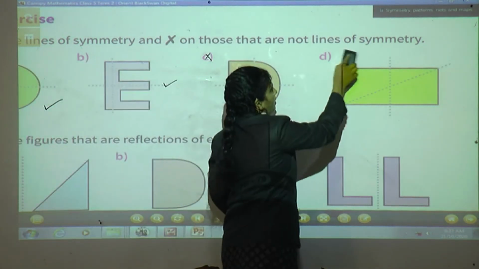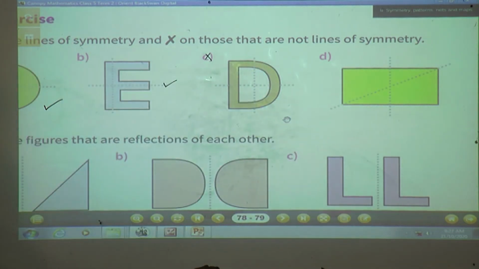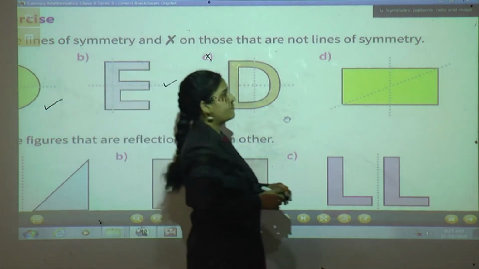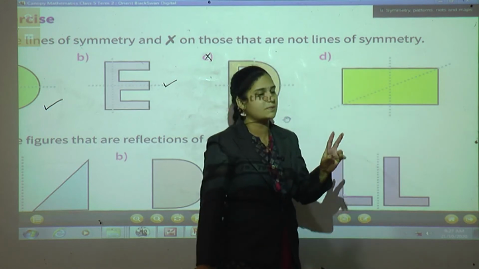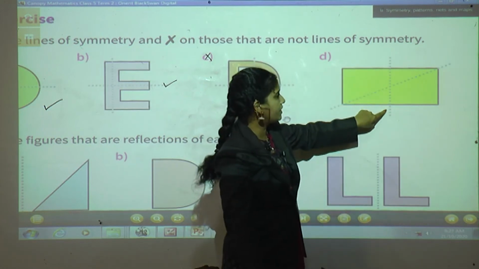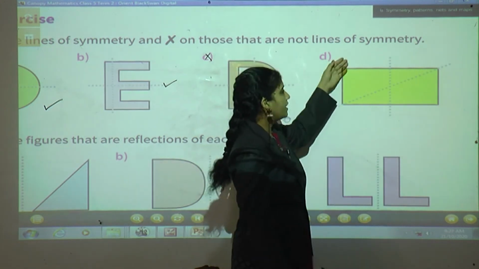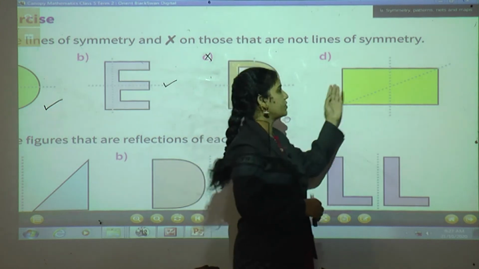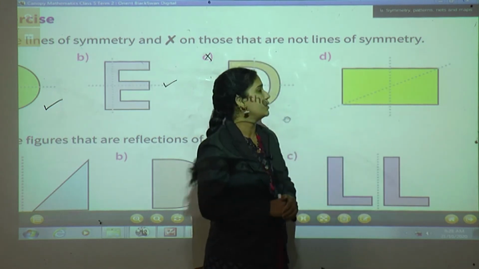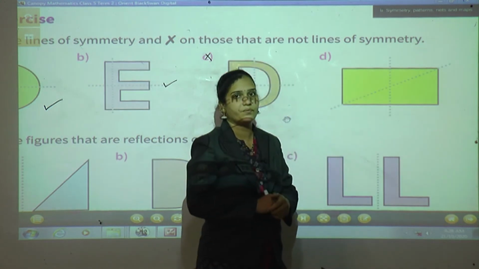Now just now I told you about rectangle. Rectangle has how many axes of symmetry students? Yes, two. One is vertical and one horizontal. Here they have given two lines of symmetry. First one is vertical and this one is a diagonal. Okay, but rectangle has parallel lines, even opposite sides are also equal. So students, tell me which one is a line of symmetry here?